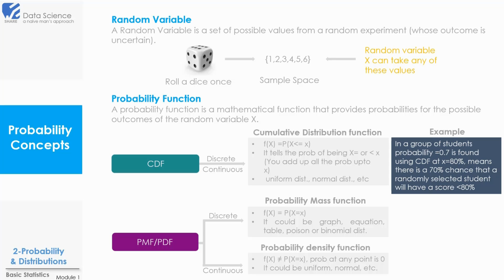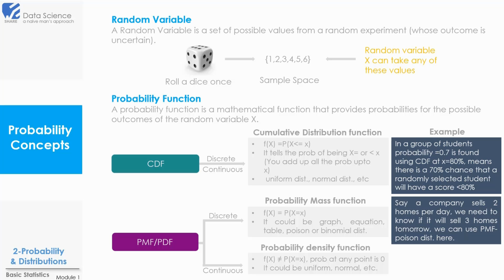So first we will see CDF. Say in a group of students, a probability equal to 0.7 is found using CDF at x equal to 80%, which means there is a 70% chance that a randomly selected student will have a score less than 80%. Remember, it gives us the probability of being equal to or less than x. So that is how we use CDF.